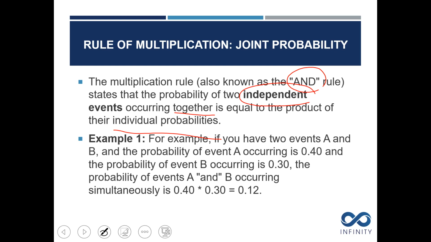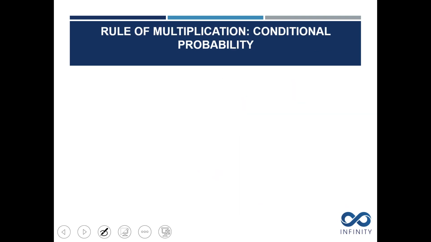Here you have the example. If you have two events, A and B, and the probability of event A occurring is 0.4, and the probability of B occurring is 0.3. So the probability of events A and B occurring simultaneously is 0.4 multiplied by 0.3, or 0.12, or we can say it is 12%. So there is a 12% chance that A and B can occur simultaneously.